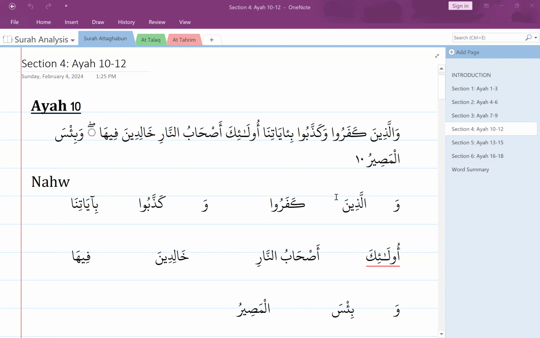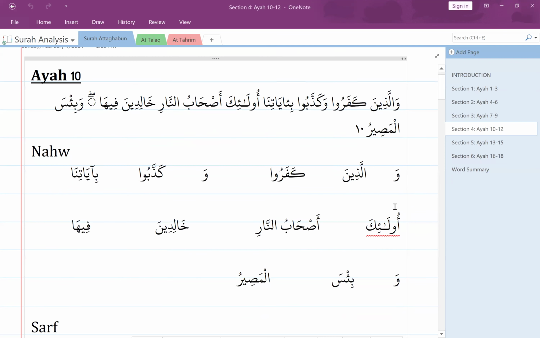So we have ayah number 10: والذين كفروا وكذبوا بآياتنا أولئك أصحاب النار خالدين فيها وبئس المصير. This is a jumla ismiya. The Waw is a harf atuf.